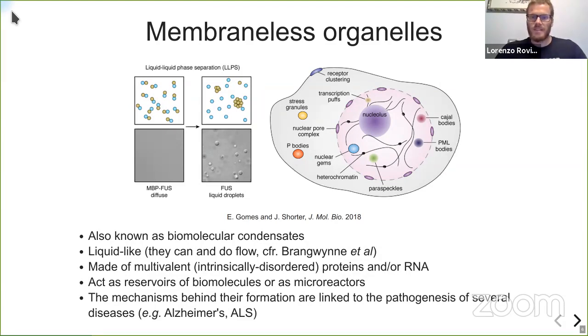And the mechanisms at the base of their formation are also linked to some diseases. When you hear about abnormal protein aggregation, it's usually the same mechanism. If this mechanism goes awry, you end up with something that might kill the cells, as happens, for example, in Alzheimer's disease. So these things are important for diseases, but also for the homeostasis of the cell.